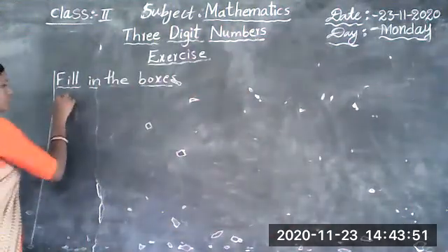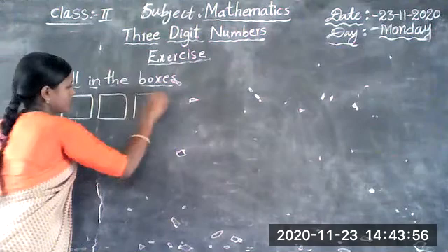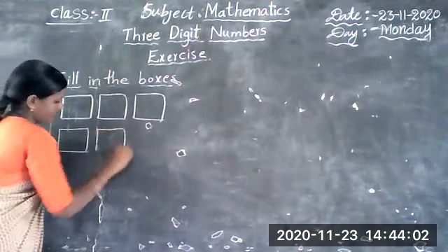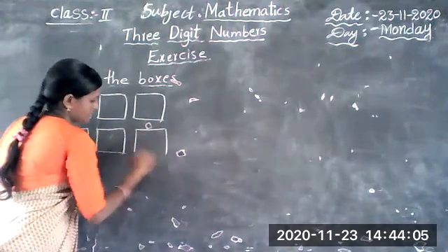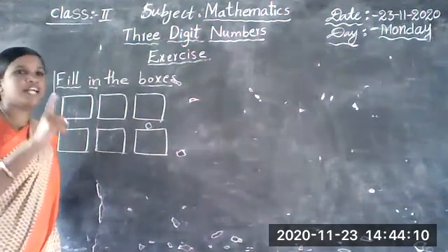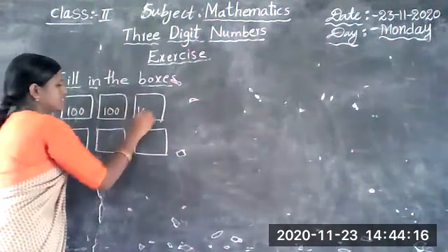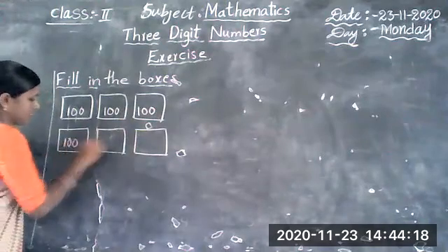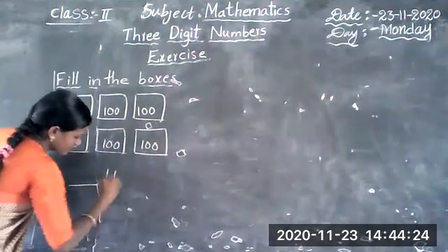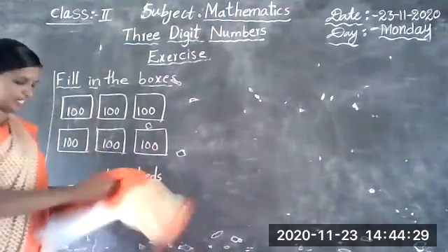There are 6 cards. 1, 2, 3, 4, 5, 6. Each card has 100 holes. How many holes? 100 holes. So we should write 100, 100, 100, 100, 100, 100. Hundreds.